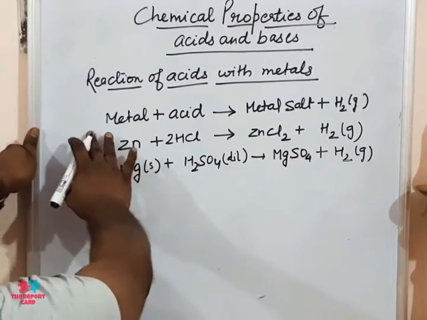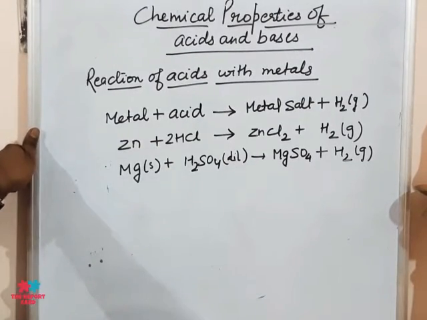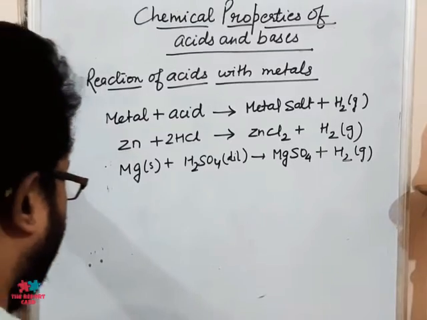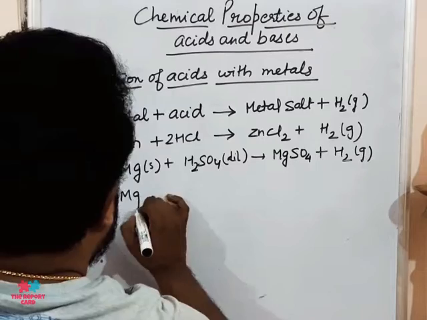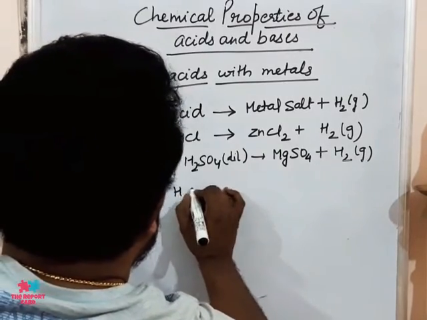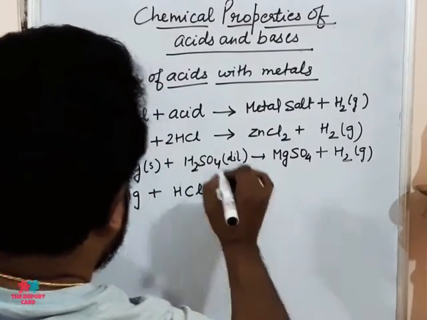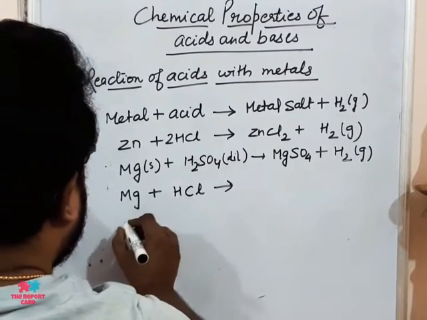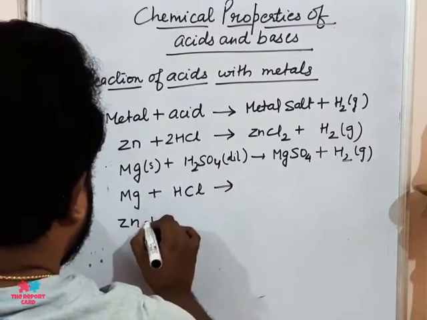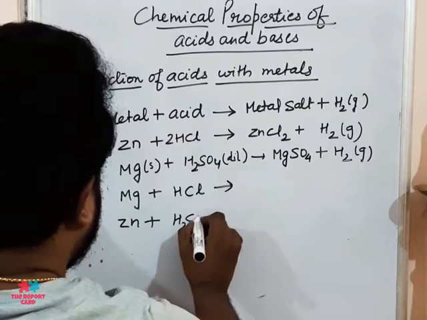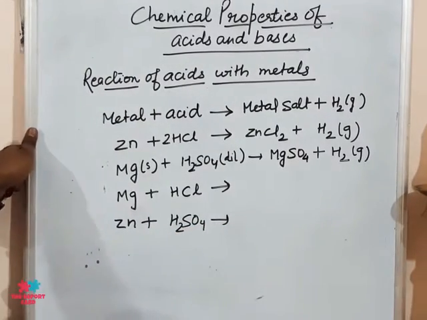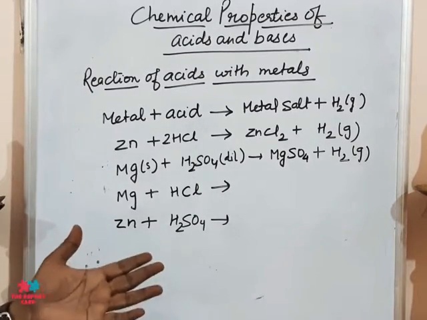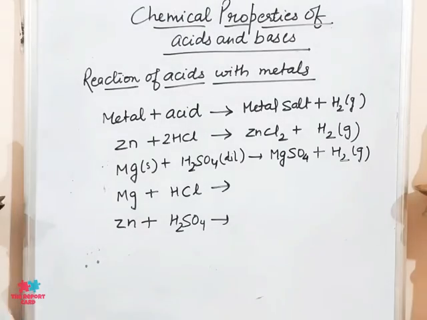So always remember, whenever a metal reacts with an acid, a metal salt and hydrogen gas are formed. Similarly, I want you to write down the reaction between magnesium and hydrochloric acid, and zinc and sulfuric acid. So this you need to write down. Clear? I hope the reaction between the metal and the acid is clear to everyone.